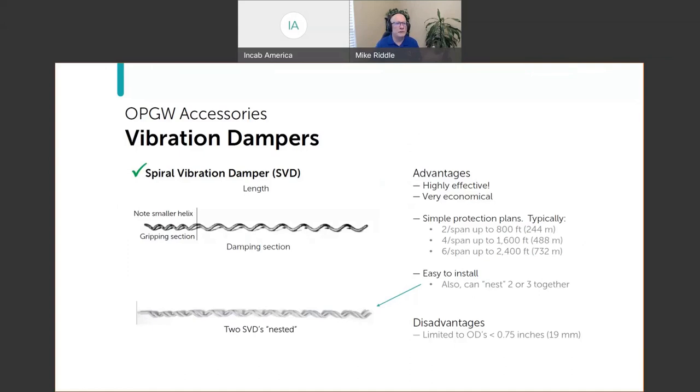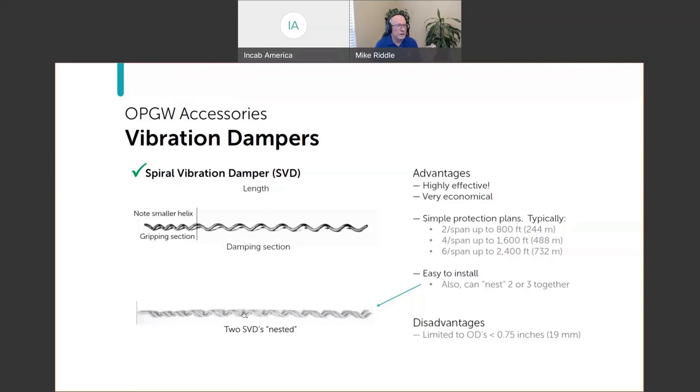Next up, vibration dampers. You have two choices. First up is spiral vibration dampers, generally called SVDs. They're made out of PVC typically, and they have a gripping section and then the part that actually damps. These work amazingly. They're highly effective.